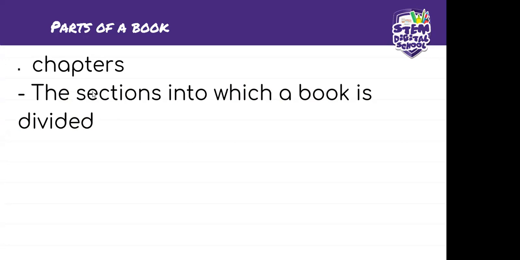So a chapter is a section into which a book is divided. Remember, all these pages which I clipped together and covered, this is a book. The book will be divided into sections, and all those sections are called chapters. You have chapter 1, chapter 2, chapter 3, chapter 4, chapter 5, etcetera. So all those sections into which a book is divided, we call them chapters.